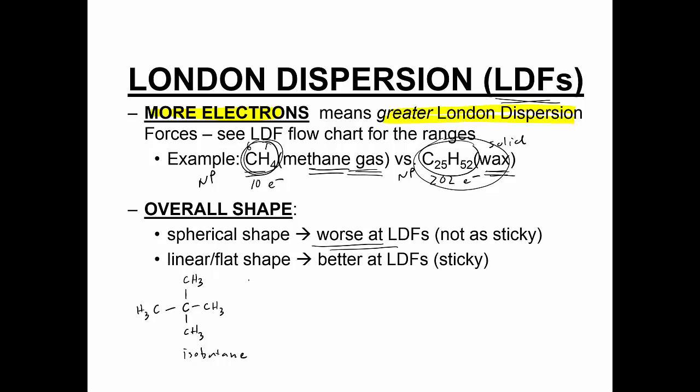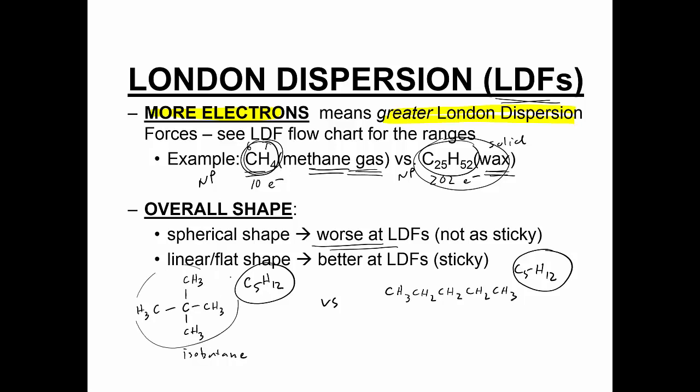Its condensed molecular formula is C5H12. There are 5 carbons here. If we compare that to straight chain pentane, that's 3 carbons, 4 and 5, and the condensed formula is exactly the same, C5H12. Well, this one boils lower. This one has way worse LDFs because it's spherical versus this one, which is linear. Okay, and then there's more surface area.